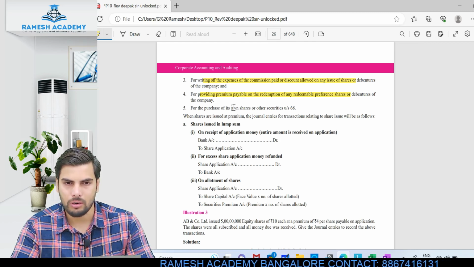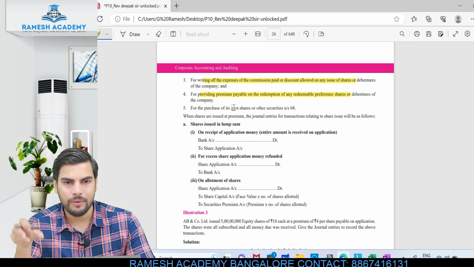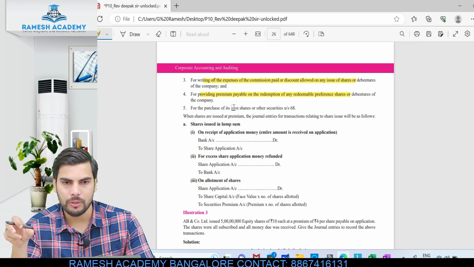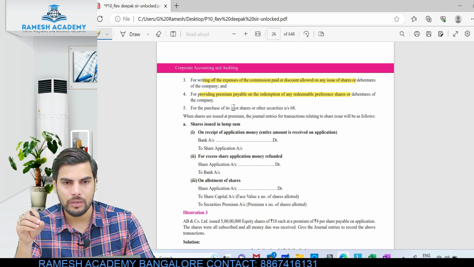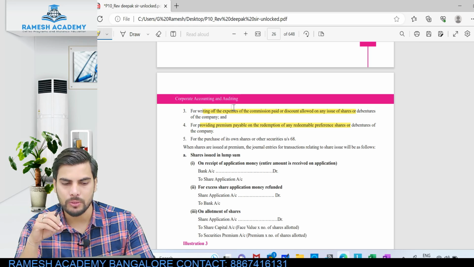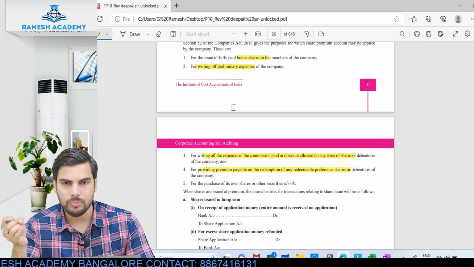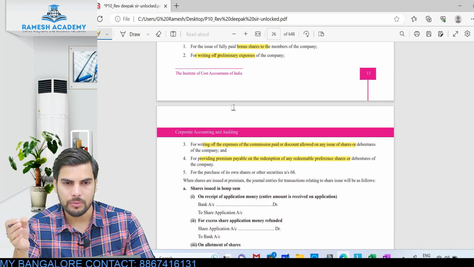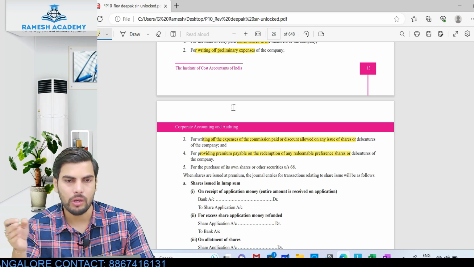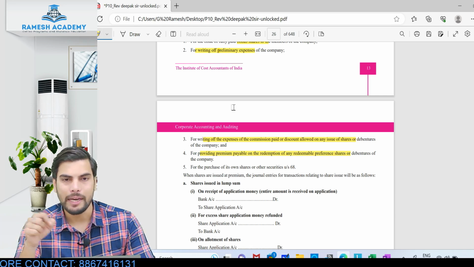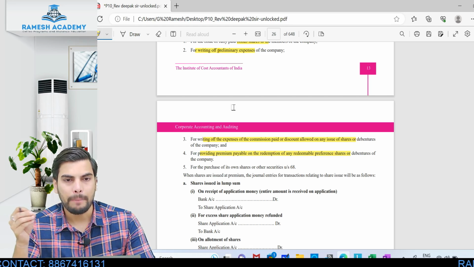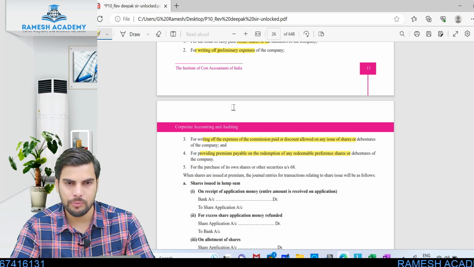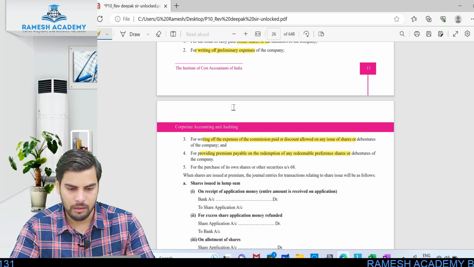Not relevant or not much important. They have just given you the list of purposes for which the securities premium can be used. Whatever is the balance in securities premium, it can be used for various purposes. Like what? Like the issue of bonus shares. The second purpose is to write off the preliminary expenses, to write off the discount or commission which is paid with respect to the issue of shares, and to pay the premium at the time of redemption. So these are the purposes for which the securities premium can be used. Clear?